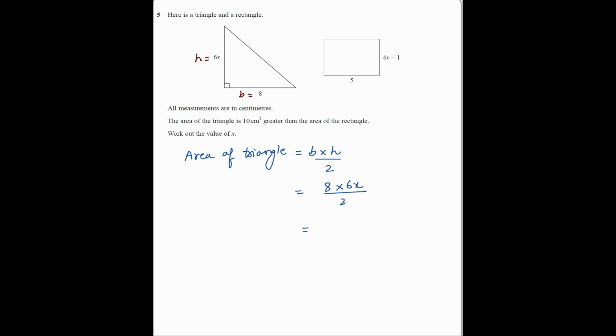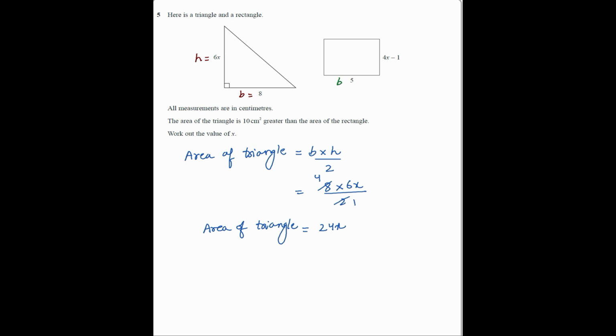Now you can do this. 2 ones are 2, 2 into 4 is 8, and then 4 multiplied by 6x is 24x. That's the area of the triangle. Now in the next step, we have to figure out the area of the rectangle.